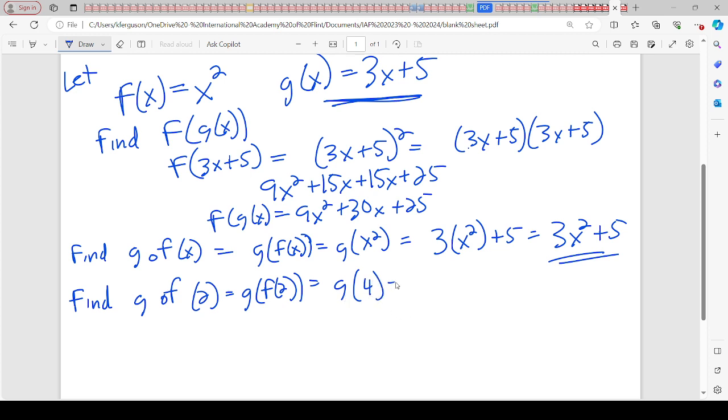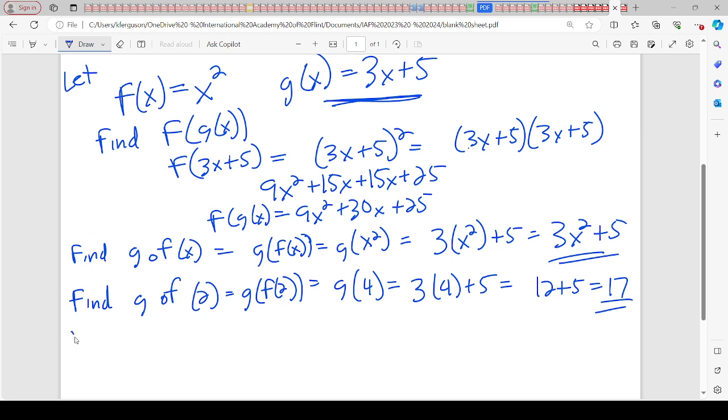So now I've got g of 4. So now I go into g and I plug in 4. So I got 3 times 4 plus 5. 3 times 4 is 12. So 12 plus 5, that equals 17. So that's my answer there.